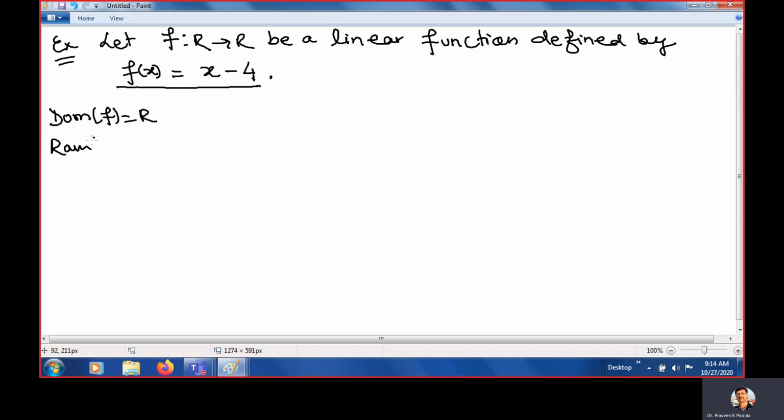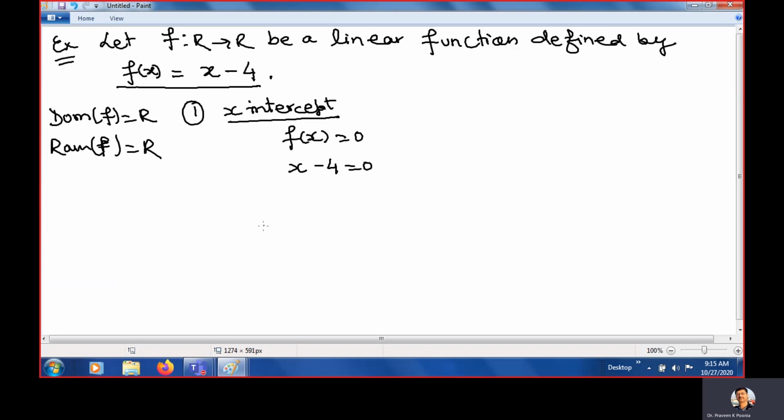What is the range of f? Range of f is R. Clear? Now, first you need to find the x-intercept. How did I tell you to find the x-intercept? We evaluate it by putting f(x) equal to 0. Then x minus 4 equals 0. X minus 4 equals 0 means the value of x is 4. Clear?